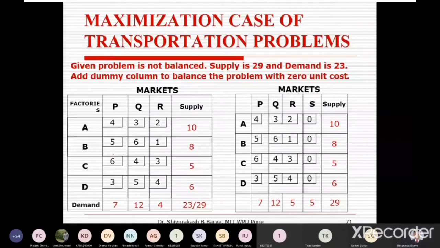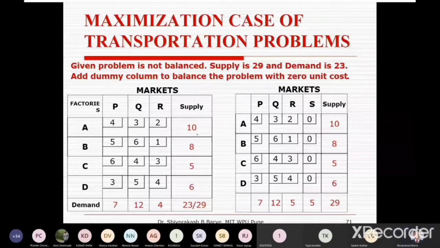Here you see there are 4 factories A, B, C and D. Capacity of each factory is given in terms of tons. So capacity of A is 10 tons, B is 8 tons, C is 5 tons, D is 6 tons. Like this, you can see the demand from the markets, consider these are cities. P city requires 7 tons of sugar, Q requires 12 tons, and R requires 4 tons.